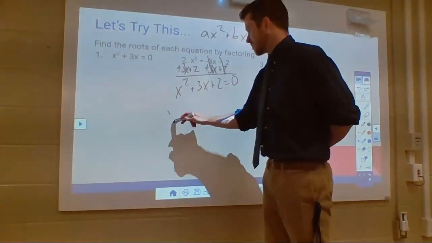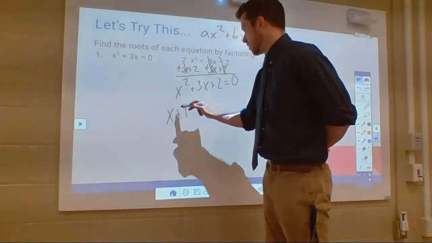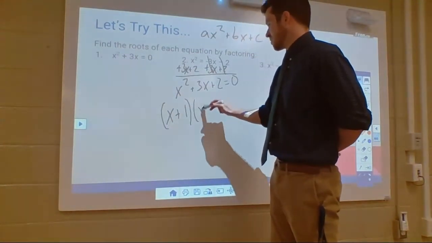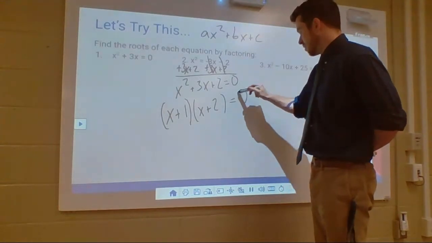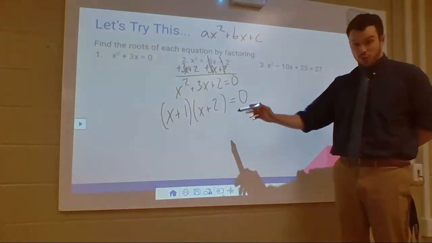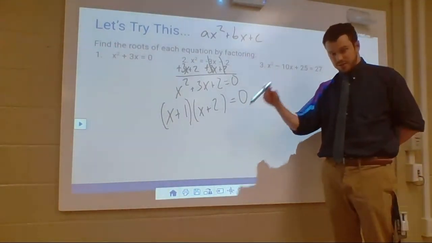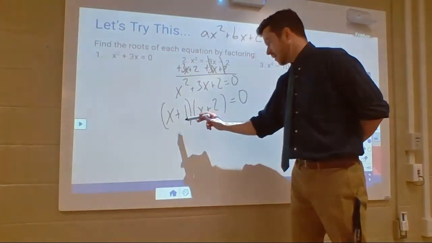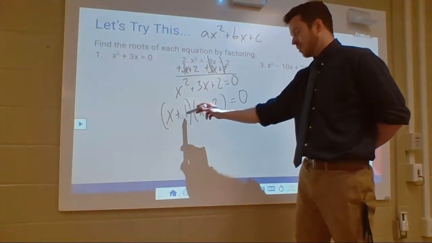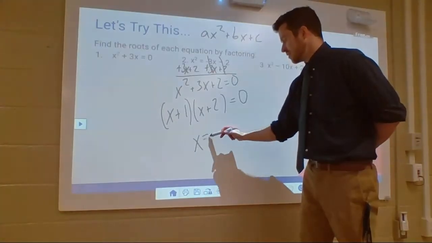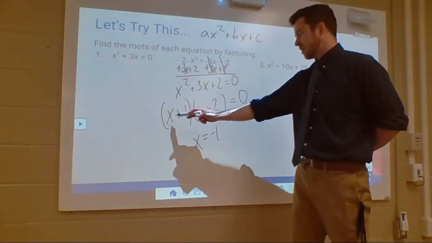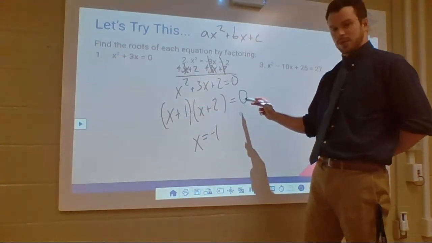So I'm going to factor this as x plus 1 times x plus 2 equals 0. Now, there's a quick way we can try to solve this. I can just say, oh, we see plus 1 in the parentheses. Well, then I know x is going to equal negative 1, because negative 1 plus 1 is 0.